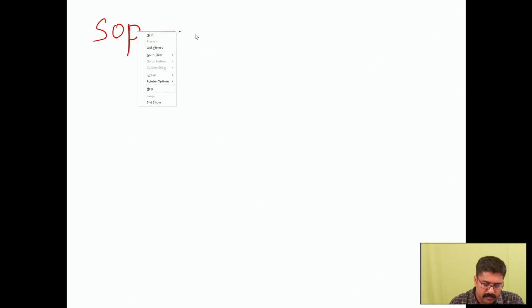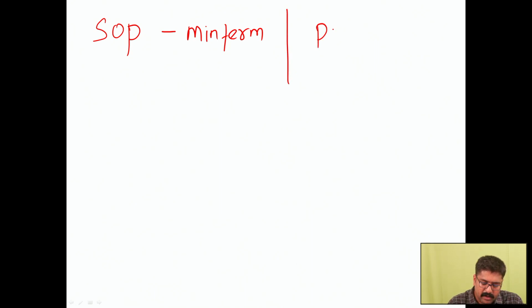Before entering into the concept, first let us know the concept of min term and the max term. So what is min term? Every individual term in a SOP is called min term. Similarly, every individual term in a POS is called max term. SOP stands for sum of product, and POS stands for product of sum.